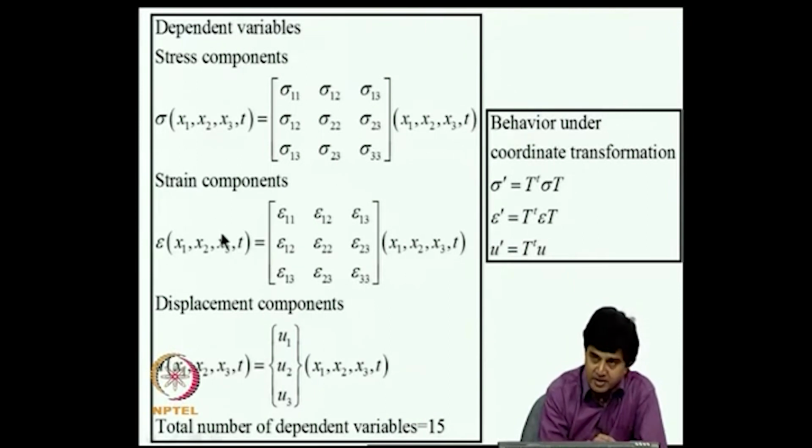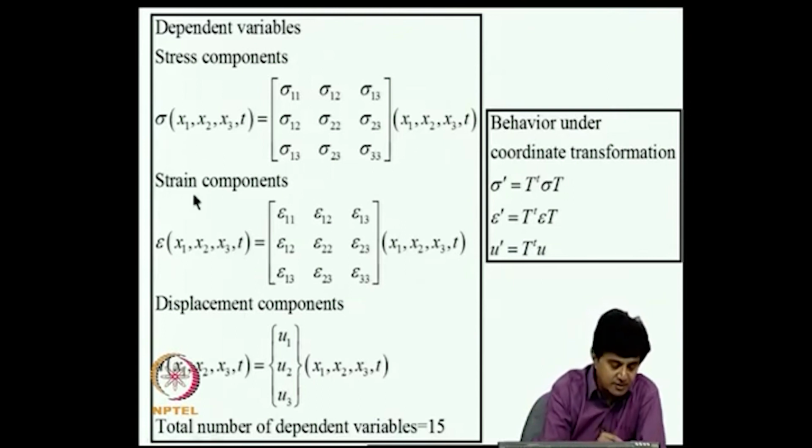Then we also have strain components, which is again a tensorial quantity, and it is described by another 3 by 3 matrix which is again symmetric and which is again a function of the 4 independent variables. There are 3 displacement components u1, u2, u3, and they are again functions of the spatial and time coordinates. So, the total number of dependent variables is 15, and independent variables are 4.